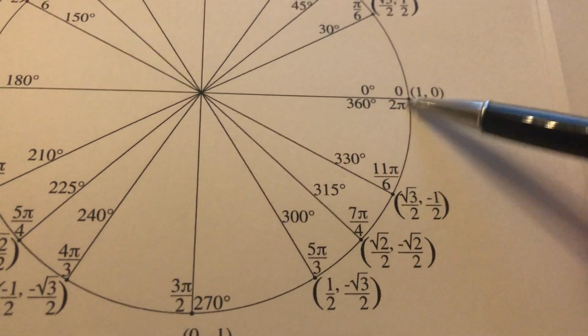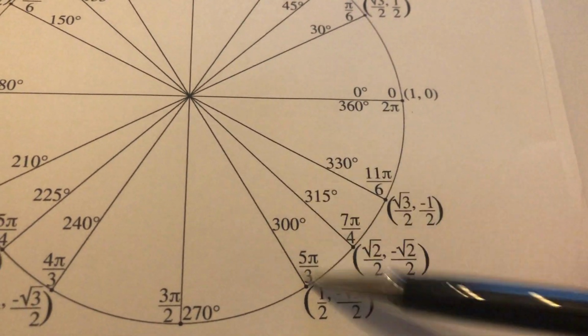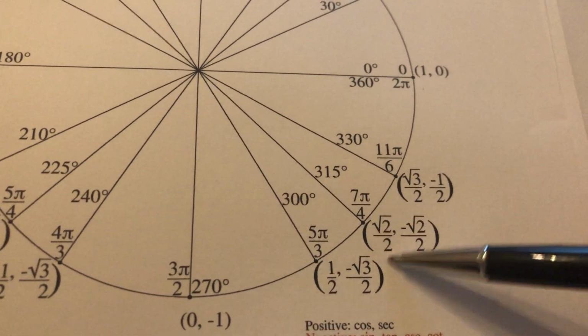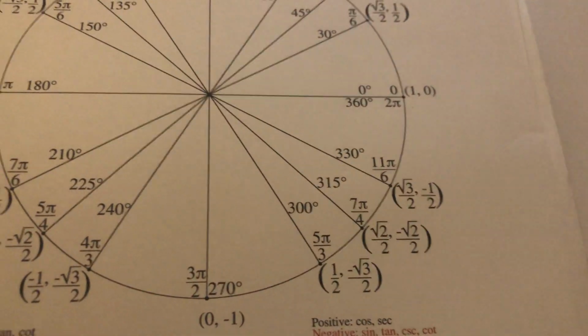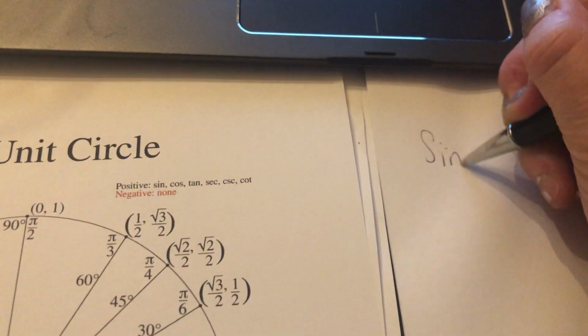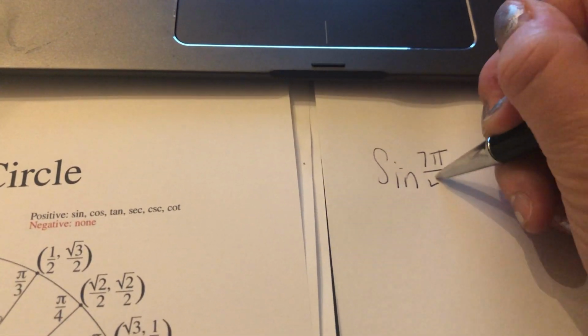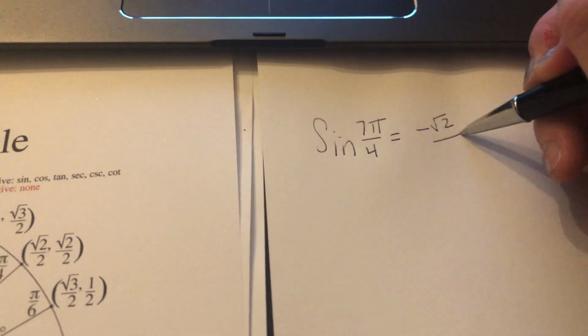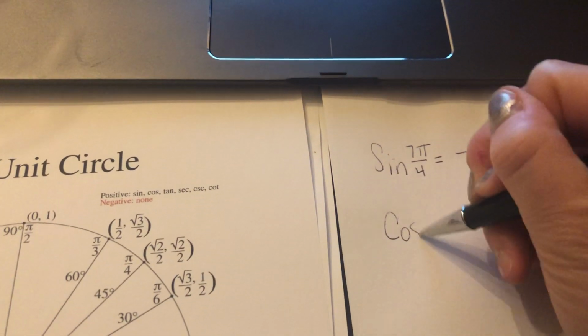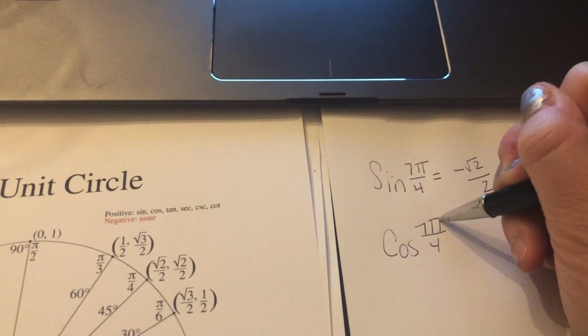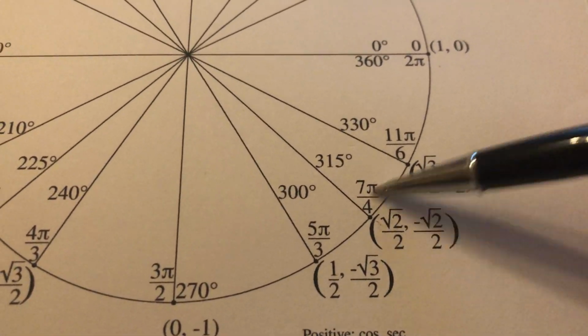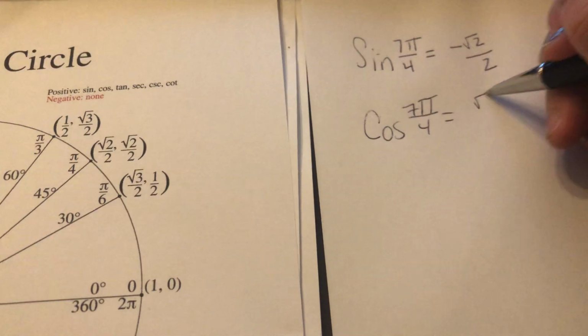Again, 7 pi over 4 is right here. It's at negative 45 degrees, in quadrant 4. My cosine and my sine are at my x and y. The sine is your y coordinate, so the sine is negative radical 2 over 2. The cosine of 7 pi over 4, looking at my unit circle, is your x, and your x is positive radical 2 over 2.